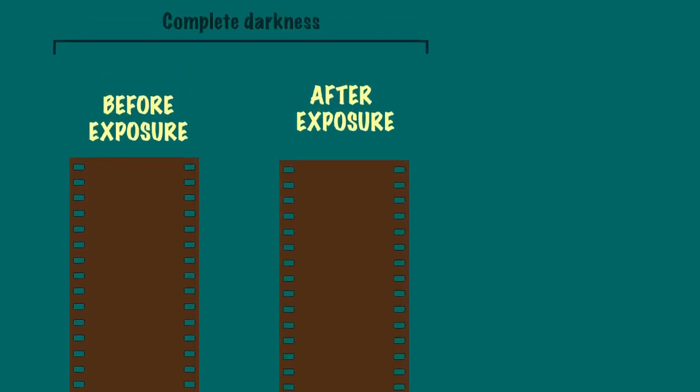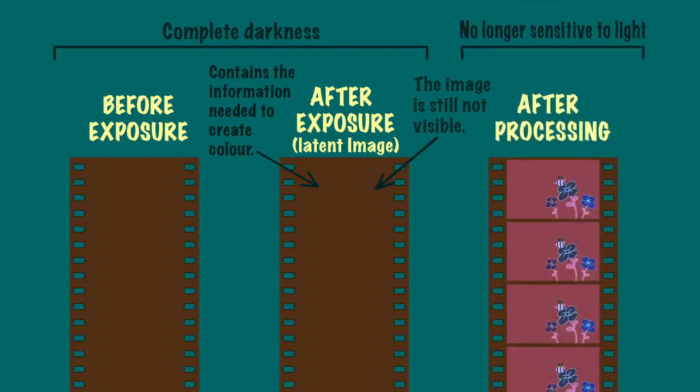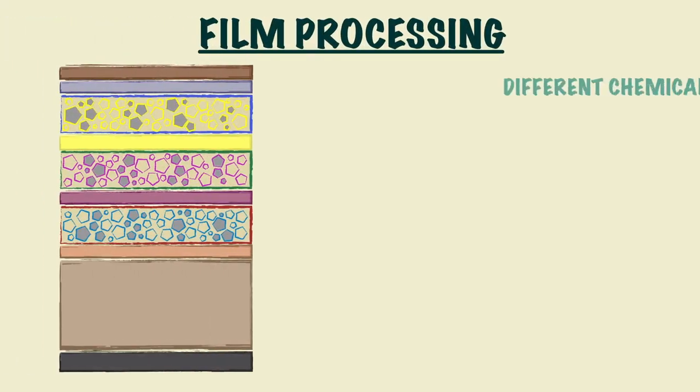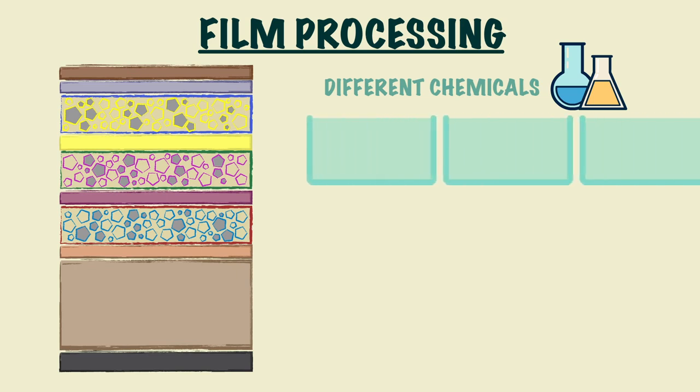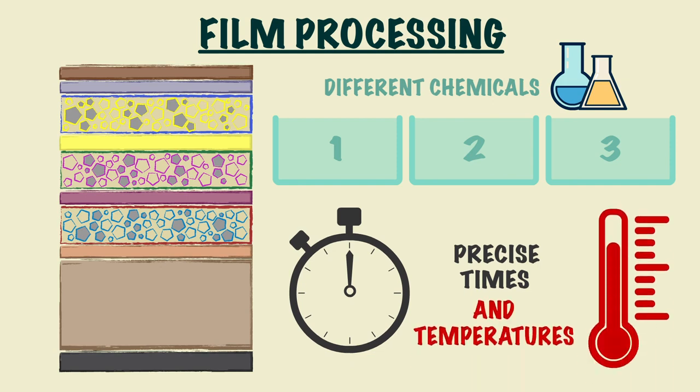After the film is exposed in the camera, the image is still not visible. Exposing the stock creates a latent image, which becomes fully formed during development. For colour film, it also still doesn't have any colour. It's just the information needed to create colour that has been captured. This is all completed when the film is processed. Film processing is done using different chemicals in different tanks, all in a specific order with precise times and temperatures.